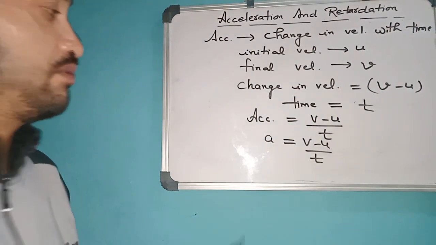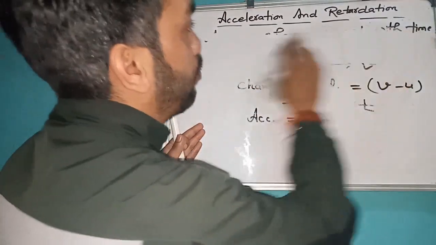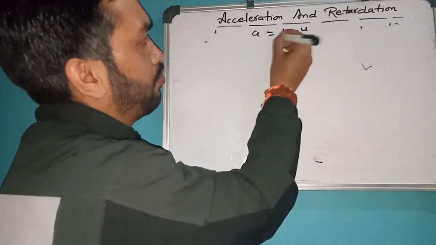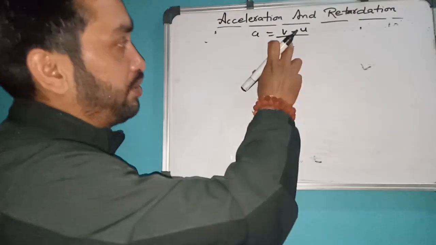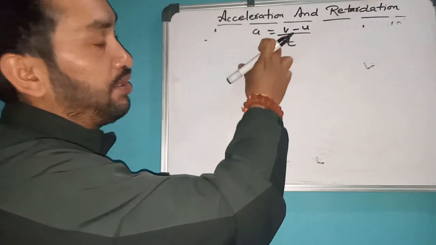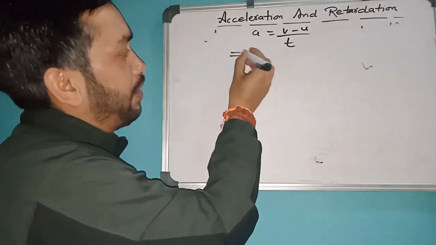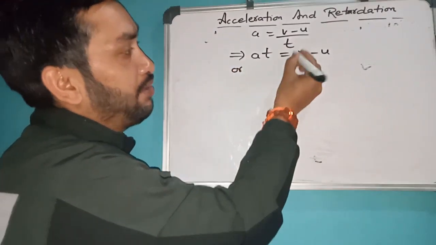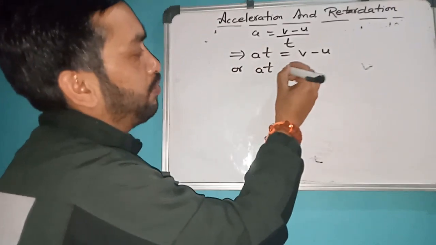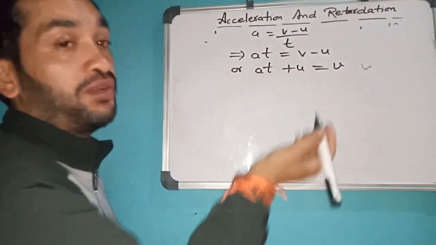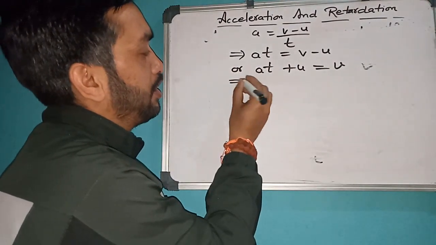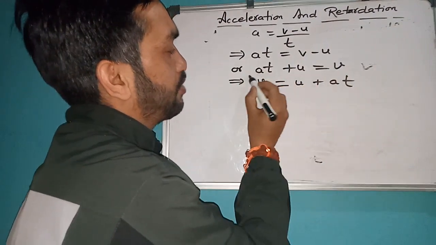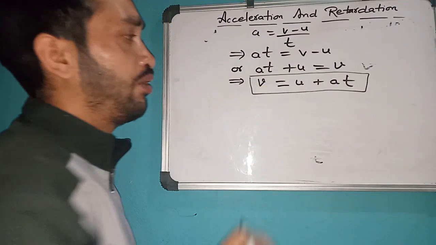Now I will continue from here: a equals v minus u by t. Let us take t from the denominator to the left-hand side, so it will migrate crossways and go with a. This implies at equals v minus u, or taking v alone, at plus u equals v, which can be written in standard form as v equals u plus at. Actually this is your equation of motion.